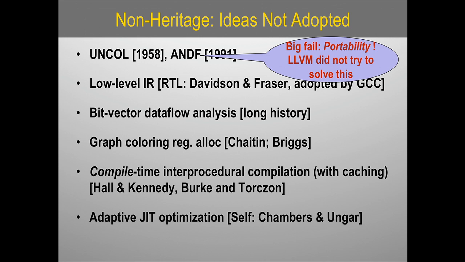Graph coloring register allocation was there temporarily, but that also went away. But we have very good register allocators now, like PBQP. So it's not clear how much of a price we're paying for not having that.